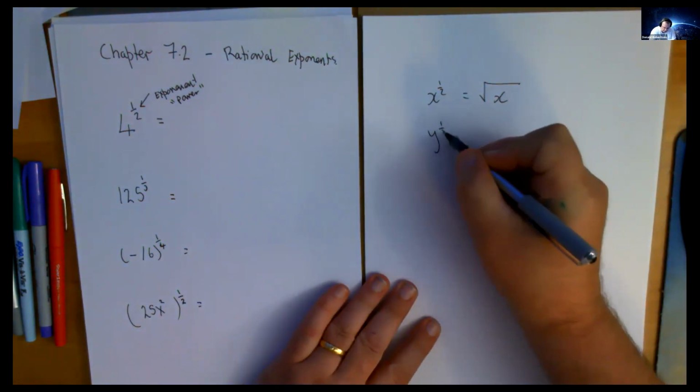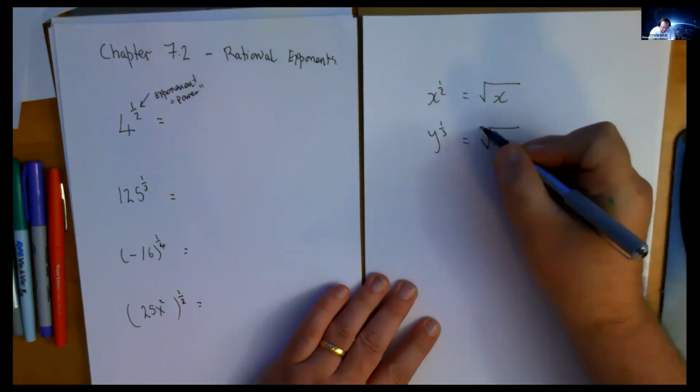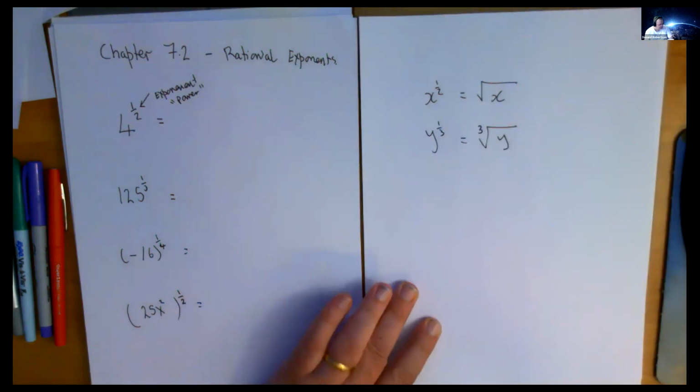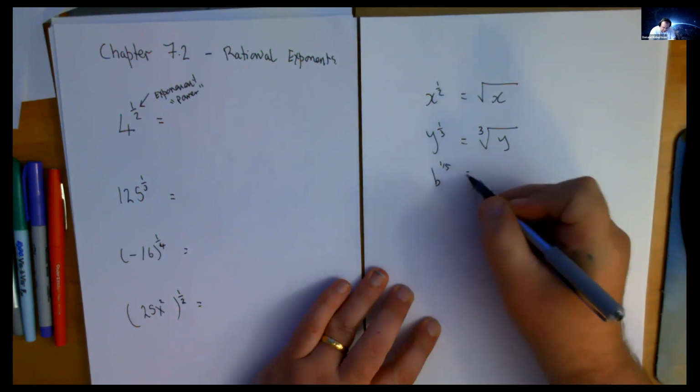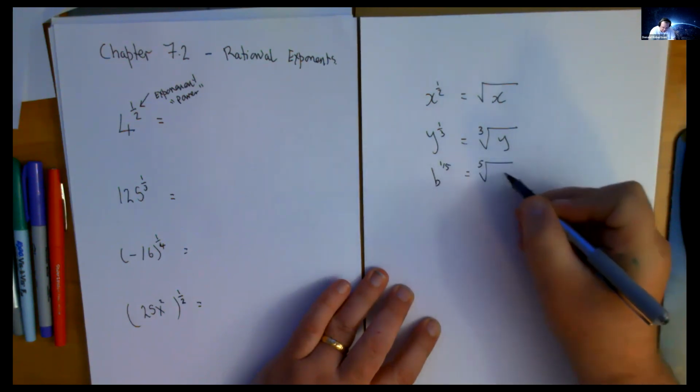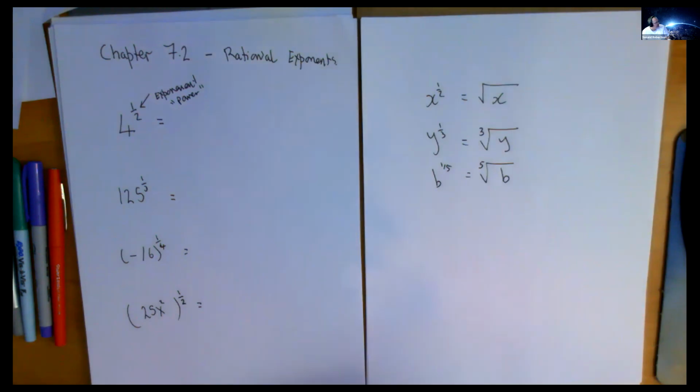Y to the third is the same thing as finding the cube root. Put one more in. Wouldn't b to the 1/5 be equivalent to finding the 5th root of b? Do you see what I'm talking about? That fractional powers are really equivalent to the radicals. So what you do is you take this question and you turn it into a guy that you're much more comfortable with. You turn it into a guy from 7.1.